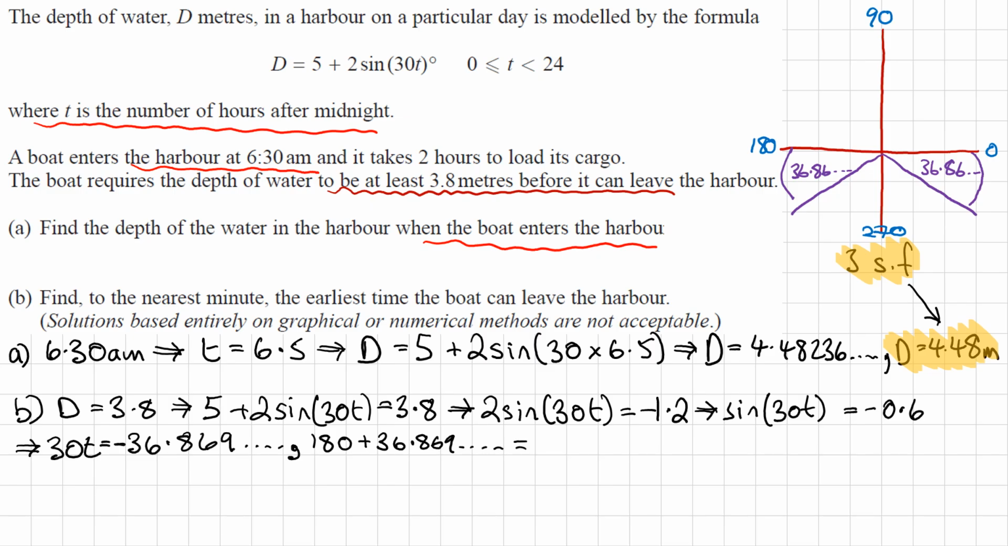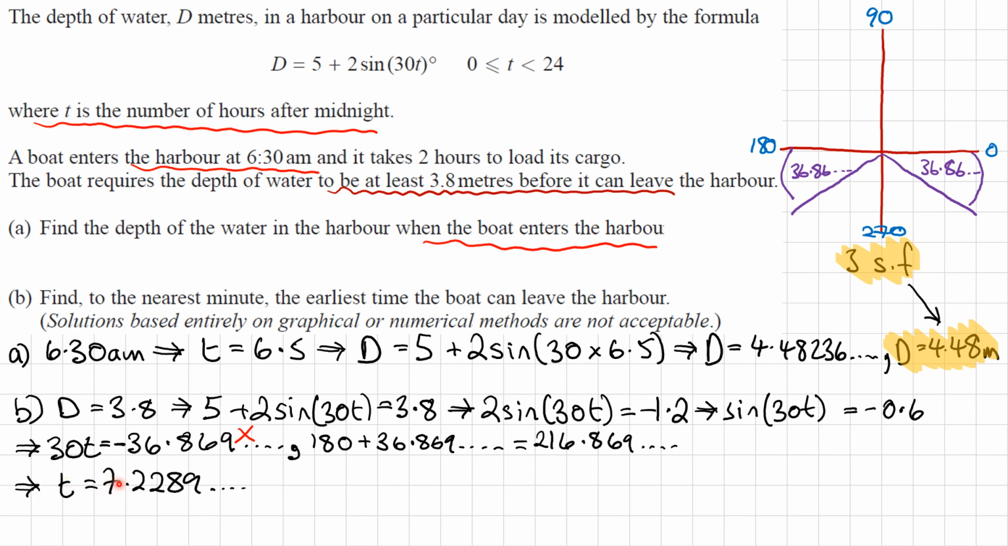Let's see what that gives us. That gives 216.869 degrees. So this is another value for 30t. We've already decided the negative one is no good. Can't go back in time. Let's try now dividing this by 30 to get a value for t. Dividing by 30, I get 7.2289 and so on. Right, so t represents a time after midnight.